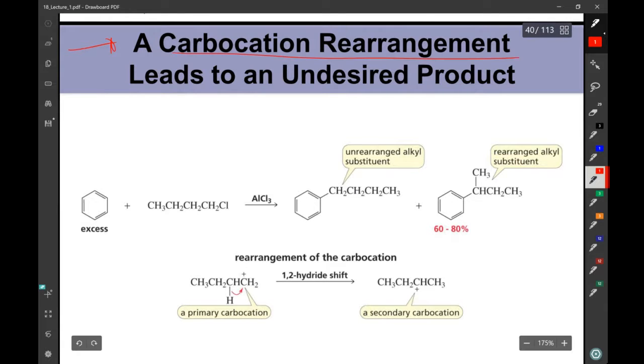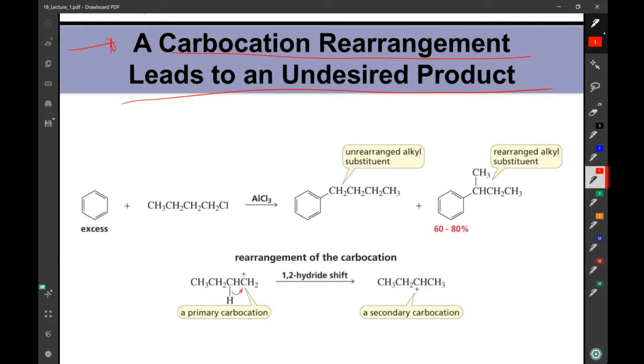Andre said the carbocation can rearrange. And because the cation can rearrange, it can lead to an undesired product. So in your mind, you were like, okay, this is the product I want to form. And then you realize that you instead form a different type of product simply because of that rearrangement.